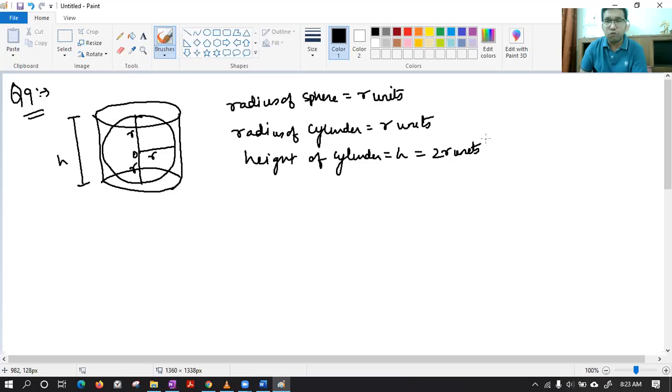Now we have the volume portion. The next concept is the volume of all these figures that we have done. Cuboid, then cube, then cylinder, cone, and finally sphere. We have to discuss their volume now. So let us start the topic.